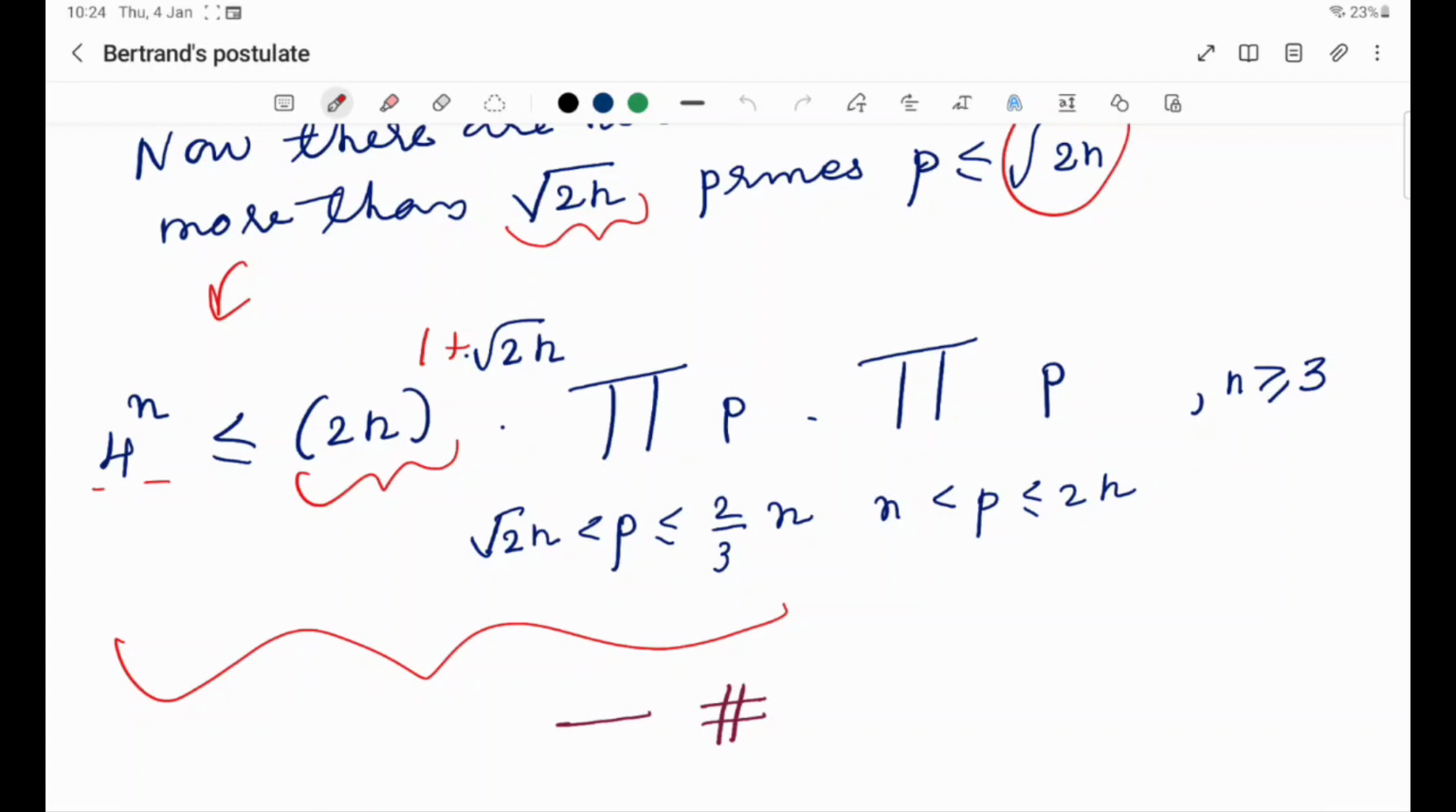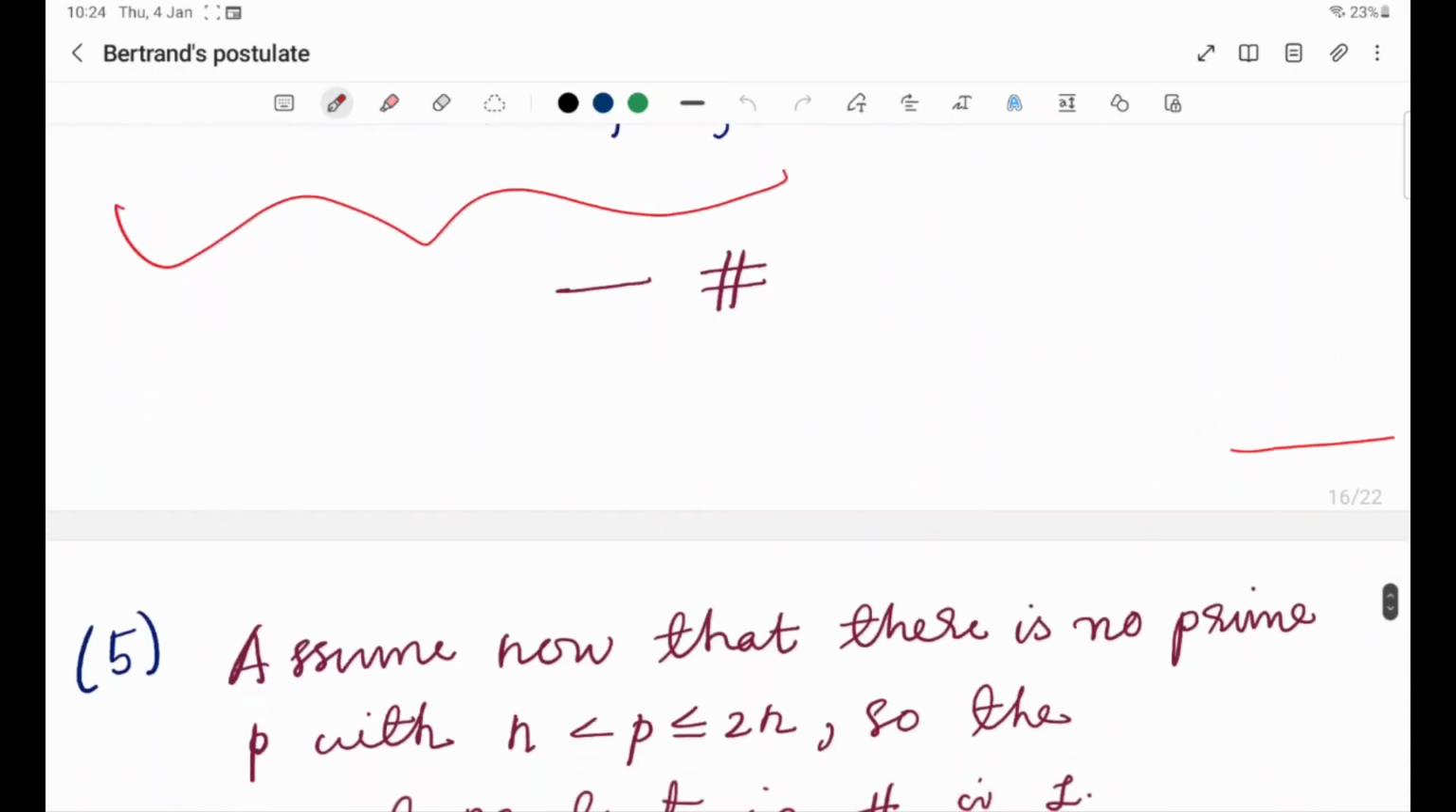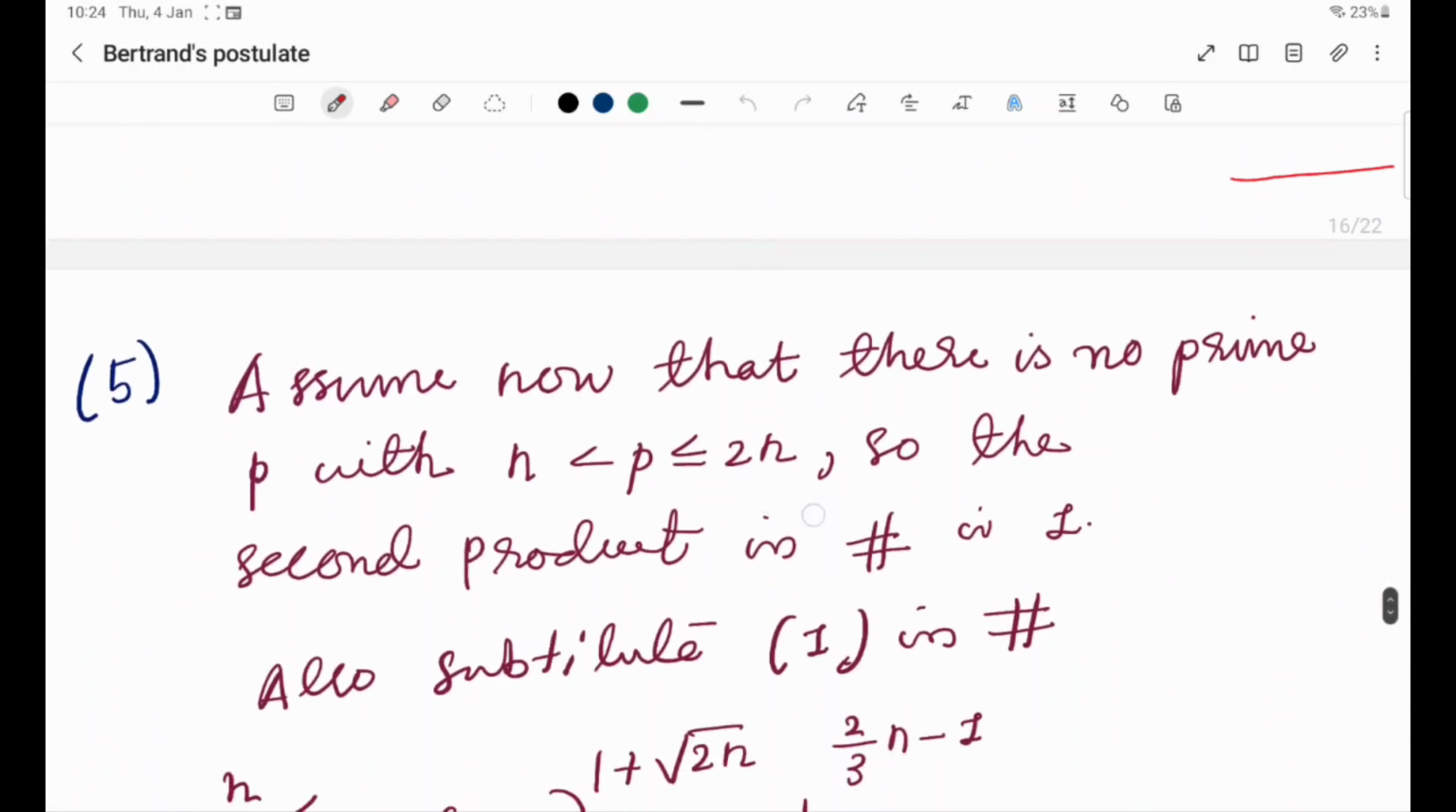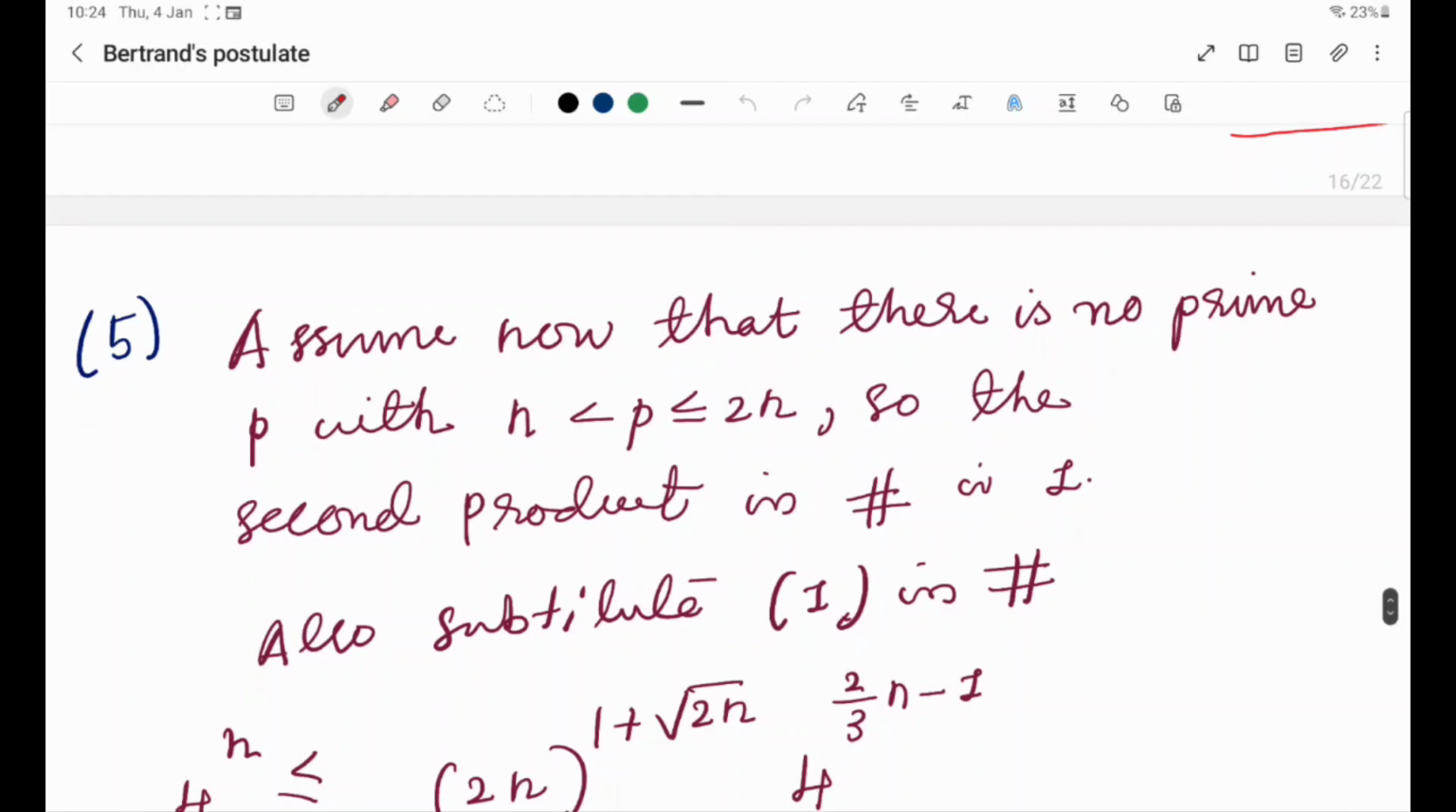are close to the proof. So assume that there is no prime p with n less than p less than or equal to 2n, right? We assume the contrary. So what happens?